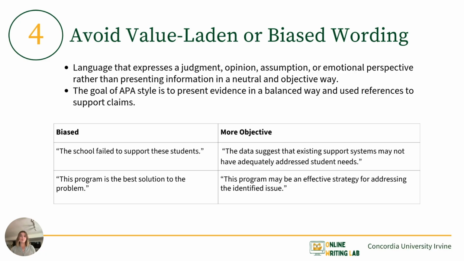In a professional tone, avoiding value-laden and/or biased wording is key. This is language that expresses a judgment, opinion, assumption, or emotional perspective rather than presenting the information in a neutral and objective way. The goal of APA is to present evidence in a balanced way and to use references to support your claims. Here are some examples of biased versus more objective phrases.